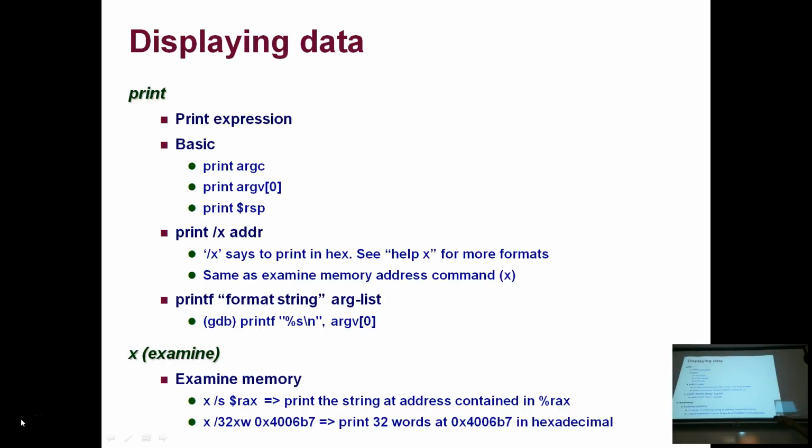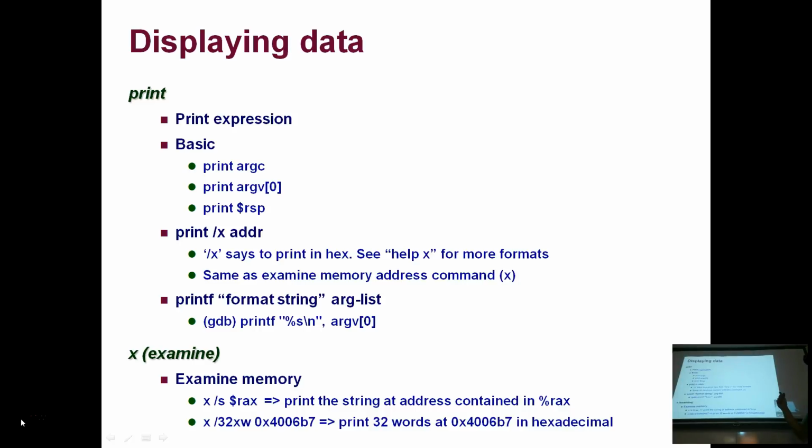If I have a memory location and I want to print the hexadecimal representation of whatever's there, I can do a print /x of that memory location. So /x says I want this thing in hexadecimal. I could actually invoke a printf with a format string. So if I want to interpret argv as a pointer to a string, I can just do a printf %s and then give it argv of 0.